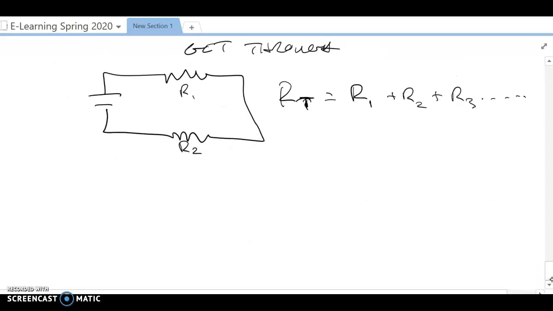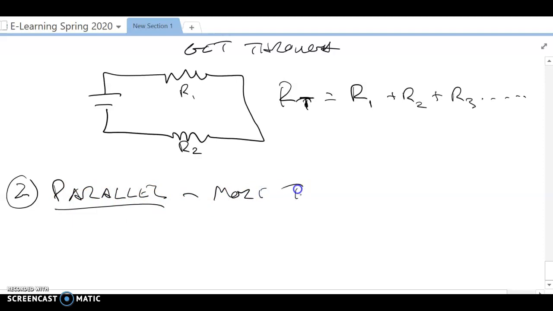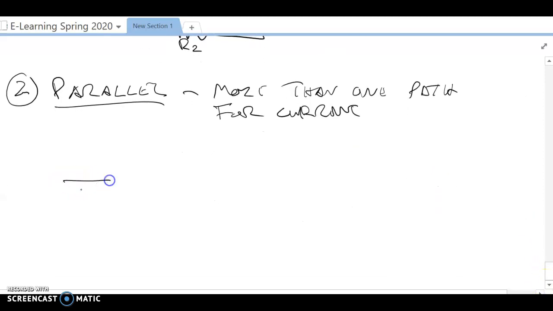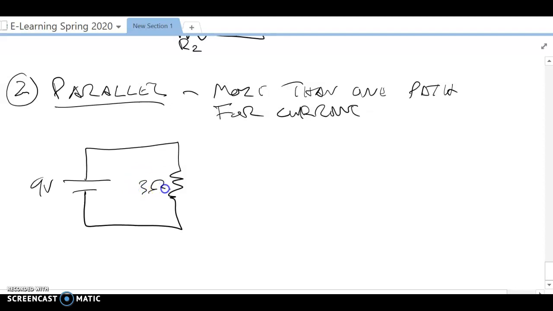Okay, so the next type of circuit is called parallel. This is where things get a little bit more complicated. And this is where there's more than one path for current to flow. So let's get into this a little bit. If I have another power source here, so it's 9 volts, and I have a path that comes down. Now that is just a simple series circuit. Let's say we've got 3 ohms of resistance here. We've seen it, we played with it above, you know what's going to happen there.